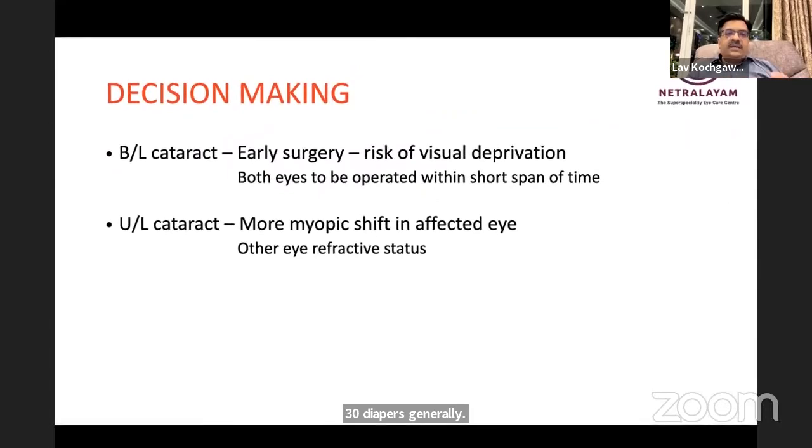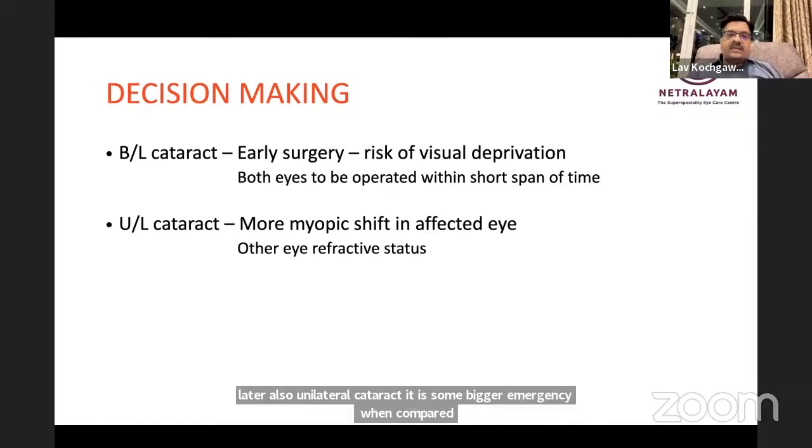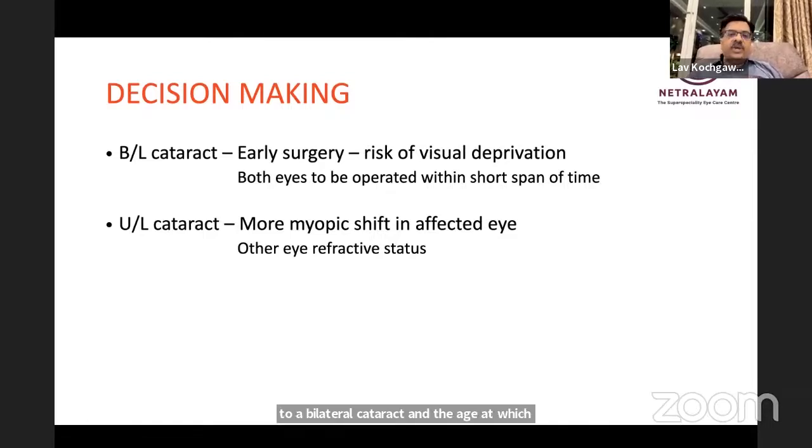Bilateral cataract is again early surgery. By early surgery, what we mean is the earliest we can do is at around 3 months of age. It should not be delayed beyond that because of the risk of visual deprivation. What I generally prefer is to space both the eyes around 1 week apart, but it can be done maybe 2 to 3 weeks later also. Unilateral cataract is a bigger emergency when compared to a bilateral cataract, and the age at which the child has to be operated can be a little earlier also.